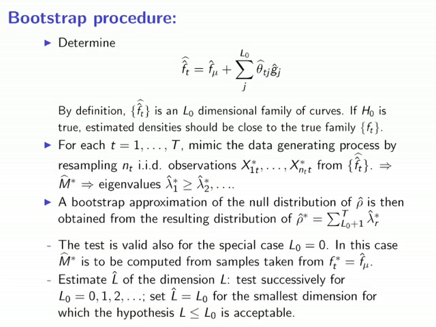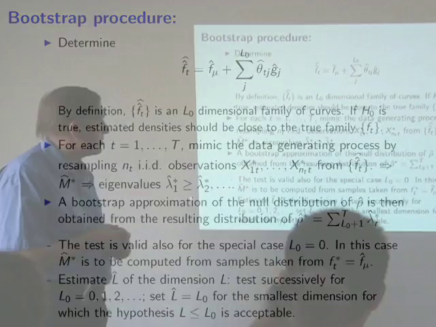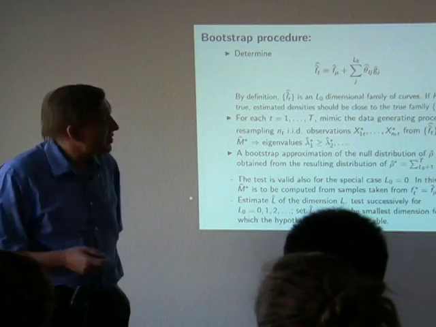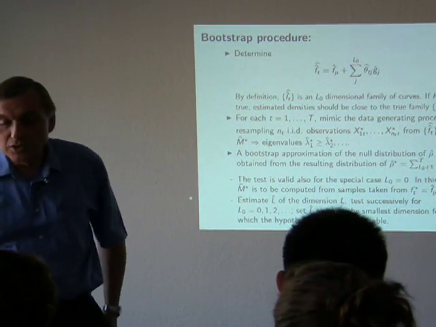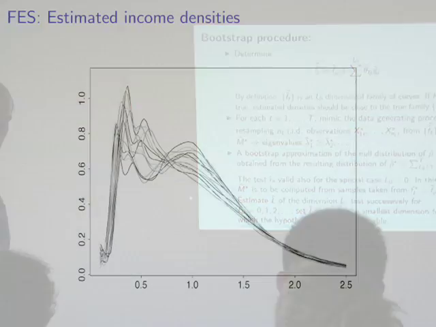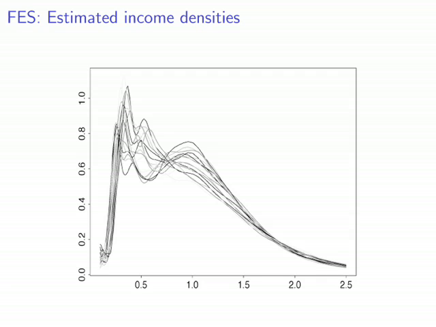Then we get the m hat star and estimate eigenvalues lambda star, re-estimate the whole method, and this gives then a value for the smallest t minus L0 eigenvalues. And from the resulting distribution, we get critical values, and we can show this bootstrap is consistent. This test is also valid for L0 equal to 0, which corresponds to the hypothesis all densities are equal.